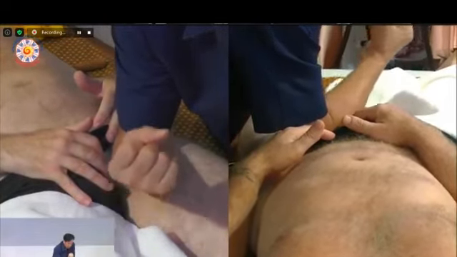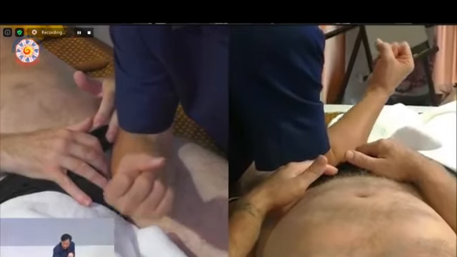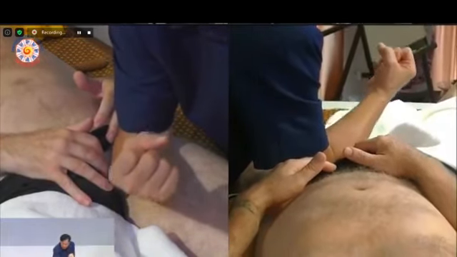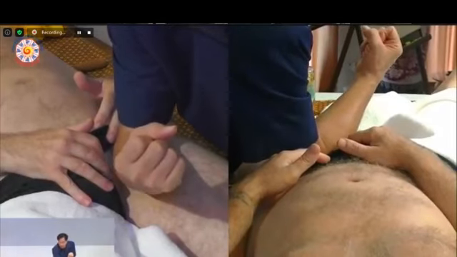Now, when I pump, how do you feel? You feel more blood flow to your leg? Yeah.